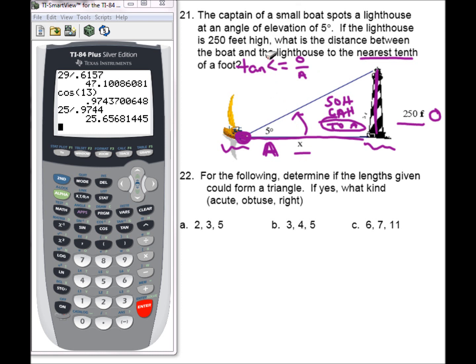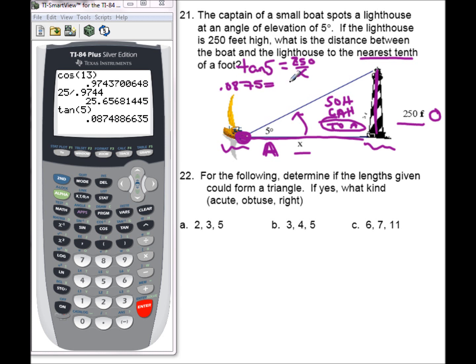And I get to erase and replace. Tangent of my angle is 5 degrees. That equals my opposite, which is 250, over my adjacent, which is x. I'm going to find tangent of 5, and that's 4 digits, 0.087, and up 1 digit, 5, which equals 250 over x.